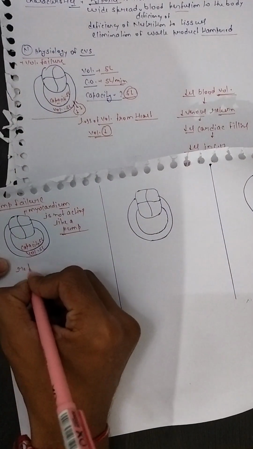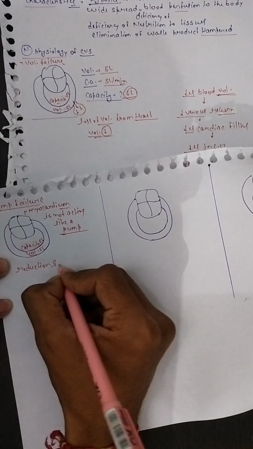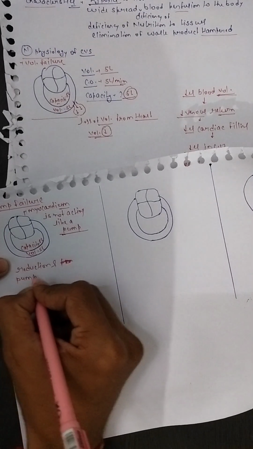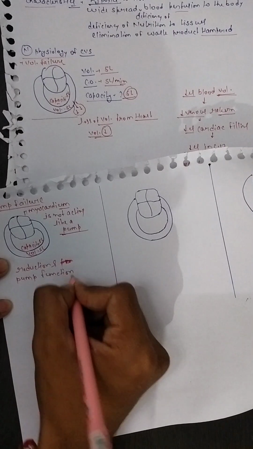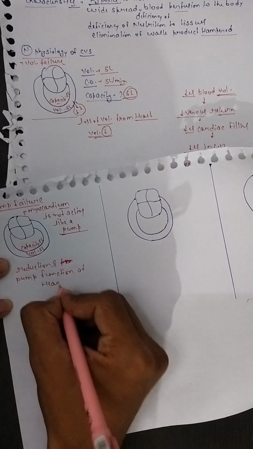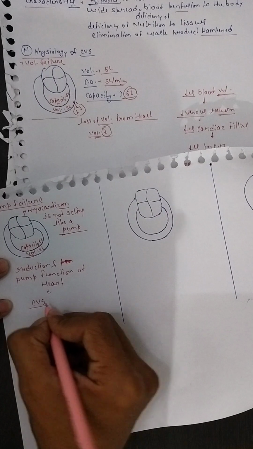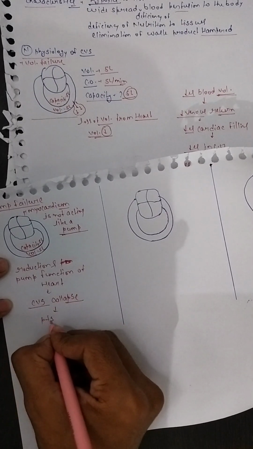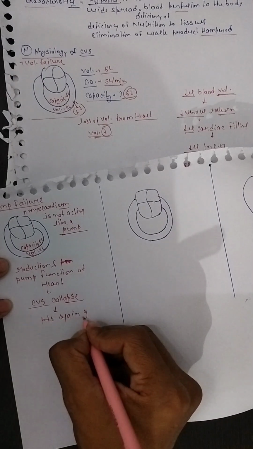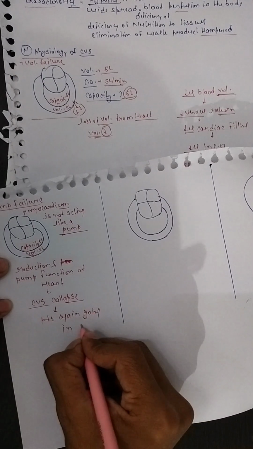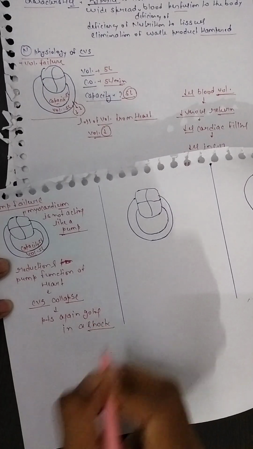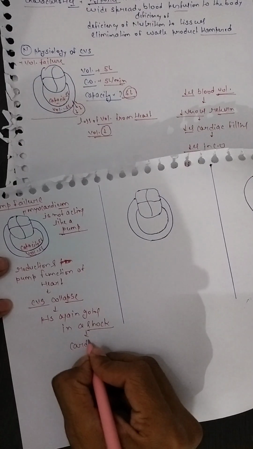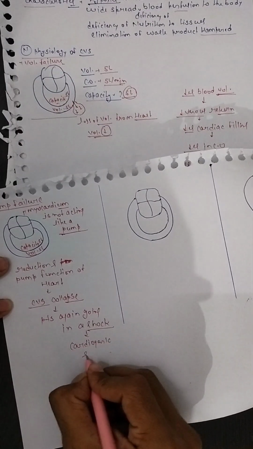So there is a reduction in the pump function of the heart. This condition leads to circulatory collapse and the patient again goes into shock, and this shock is developed due to the pump action of the heart. That's why this one is known as cardiogenic shock.